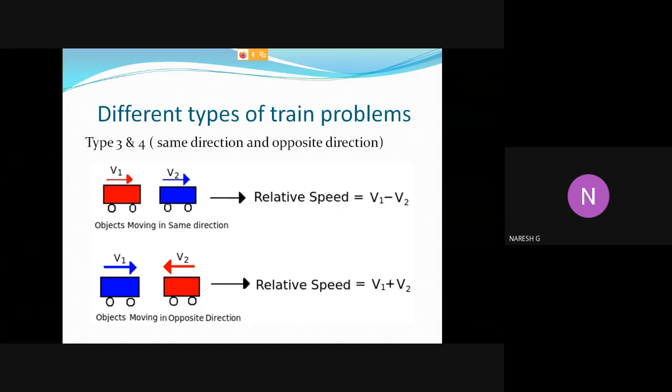Next, types 3 and 4. If two trains are moving in the same direction, relative speed is v1 minus v2. And if two trains are moving in opposite directions, relative speed is v1 plus v2. I already explained the relative speed clearly. Now based on this, let us see how to solve the problems.